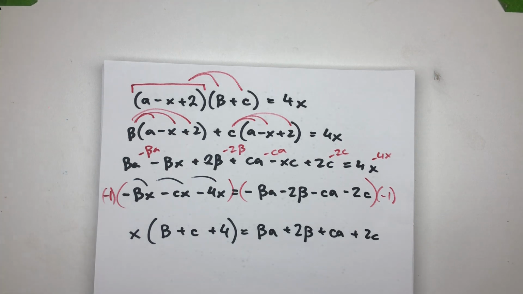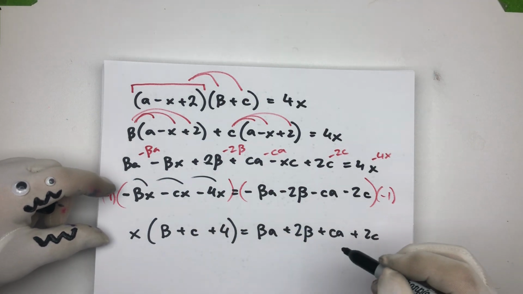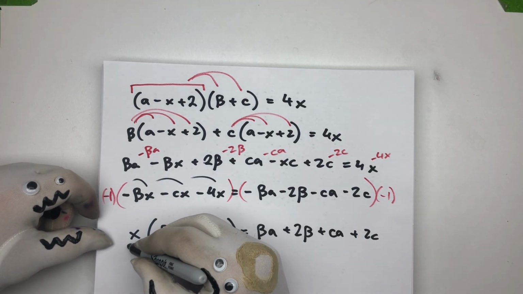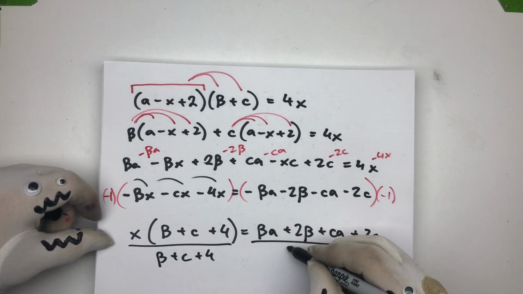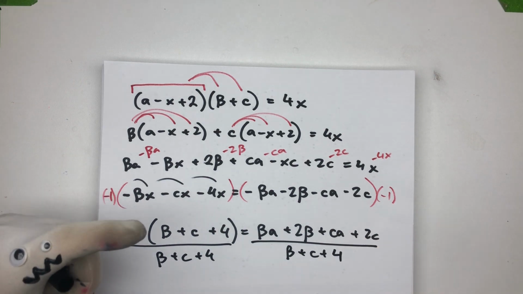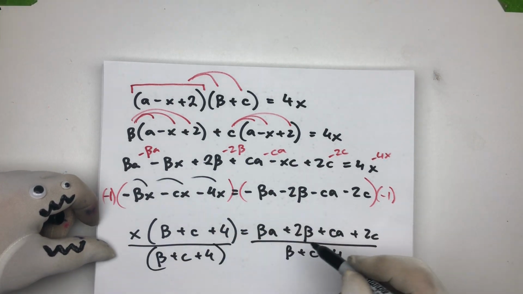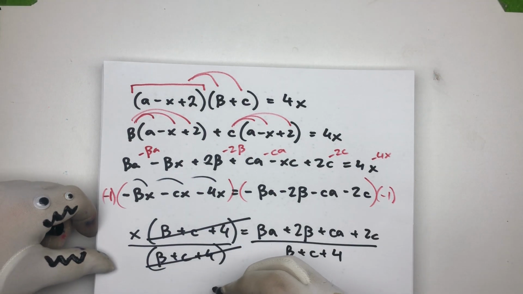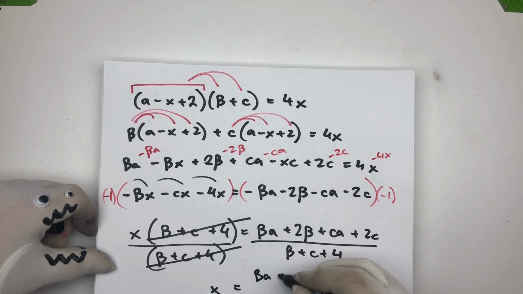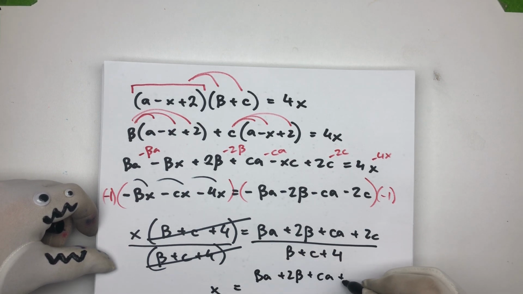So here we go. We're now going to divide by this guy right here, beta plus c plus 4. Now remember, we just talked about this last slide. It's brackets, right? So I can cut out that whole thing. It's the whole thing. Now I can't cancel anything out here, so it's just going to be x equals beta a plus 2 beta plus ca plus 2c over beta plus c plus 4.